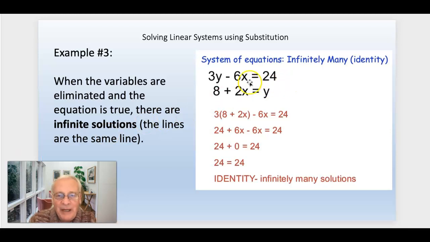However, as you're trying to solve systems of equations, the variables might get eliminated like this one right here, 6x minus 6x. It disappears, and you're left with 24 equals 24. That means there are infinite solutions. We talked about that yesterday. Those are the same line. These two right here are the same line, one on top of the other. So there are infinite solutions.